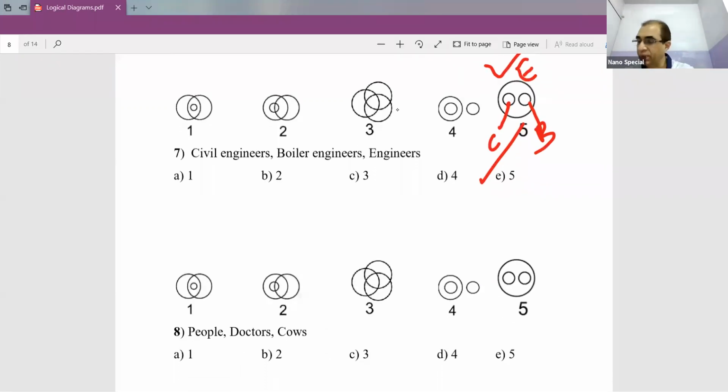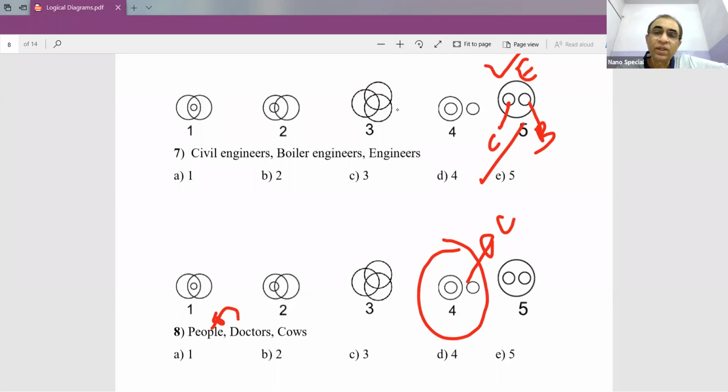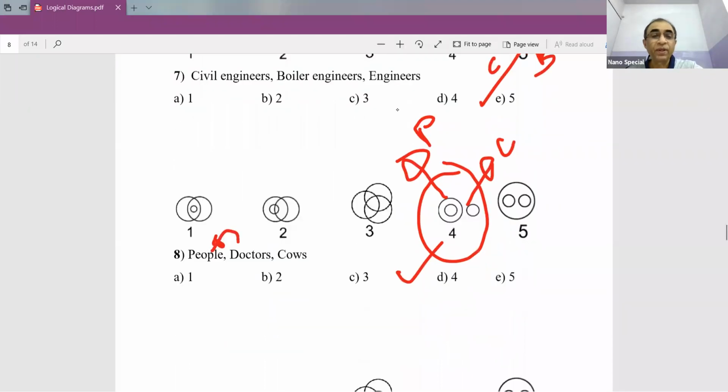Eighth one. This is again very simple. Yashwant, yes. Shreya, yes. Rishita, yes. Okay, what about the rest? Yeah, Ruchita. Okay. So doctors are a perfect subset of people, and cows are outside. So this is cow, this is people, and as part of that is doctors, and therefore the answer is D. Let's go on. Ninth one.